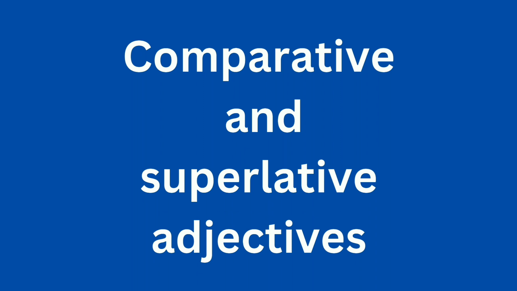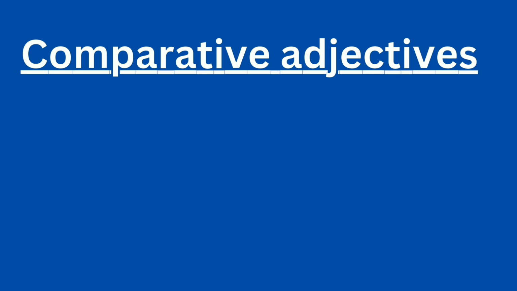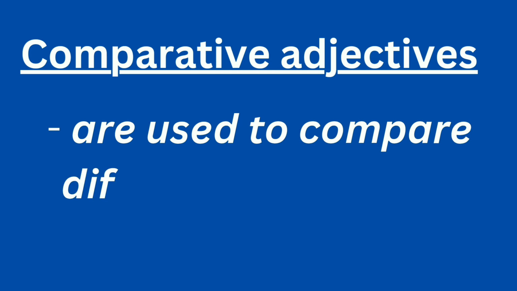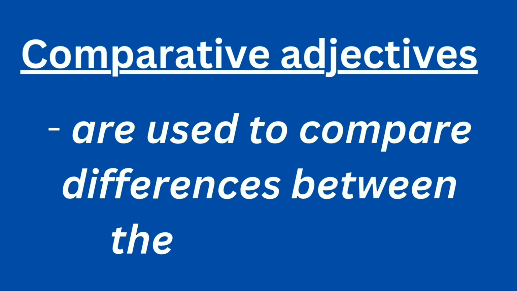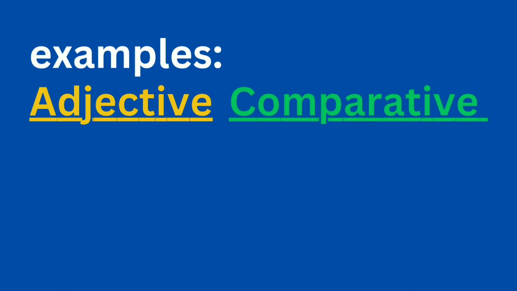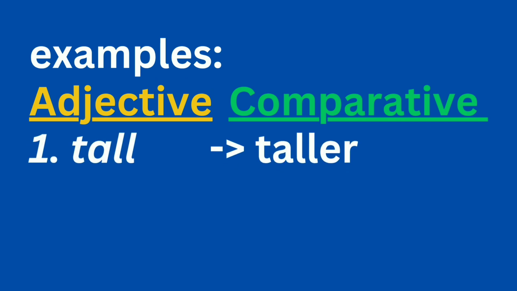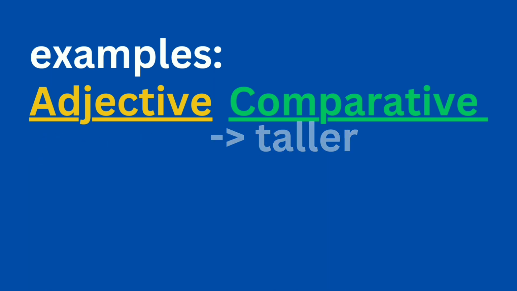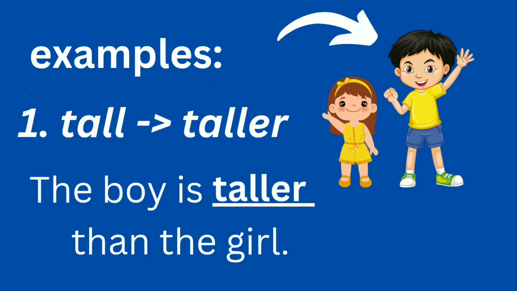Comparative and superlative adjectives. Comparative adjective. These are used to compare differences between the two objects. Here are examples of adjective in comparative form. An adjective tall, the comparative is taller. The boy is taller than the girl.